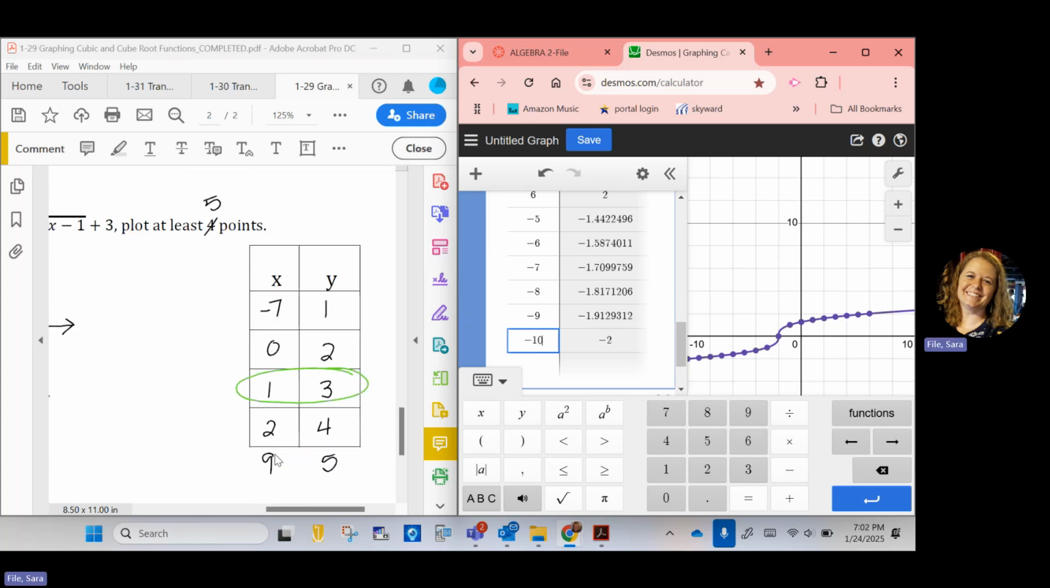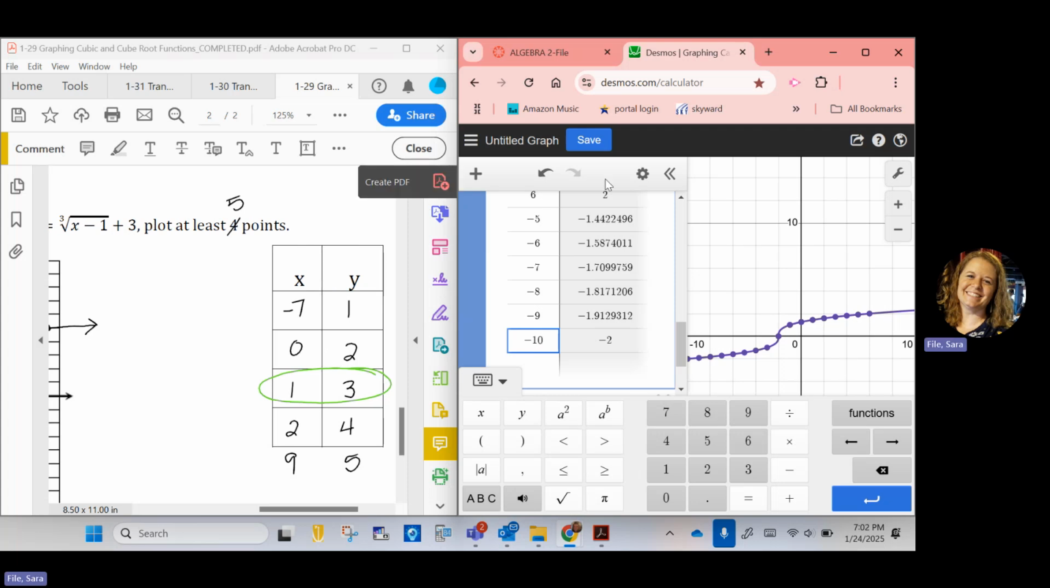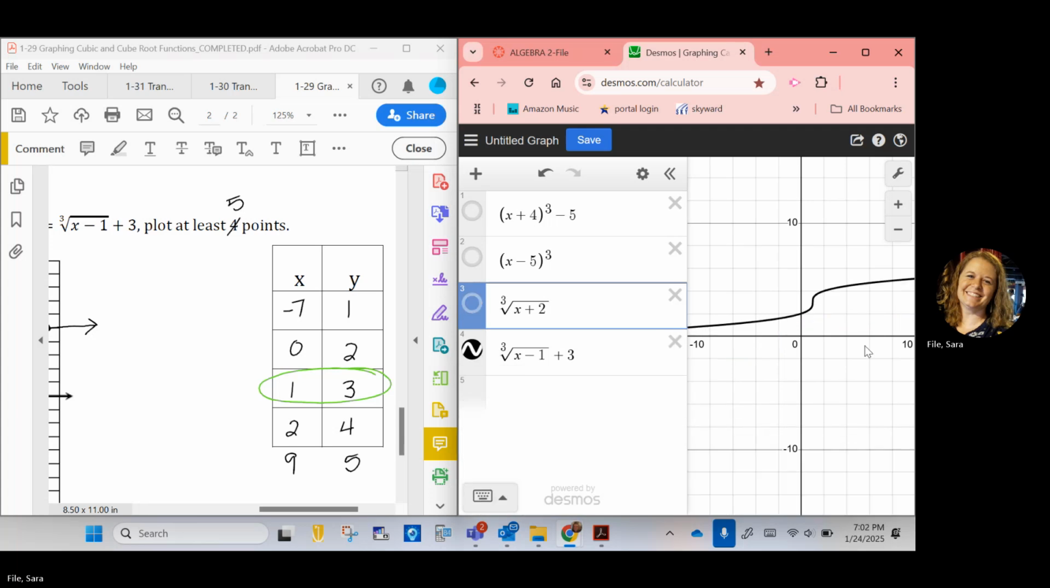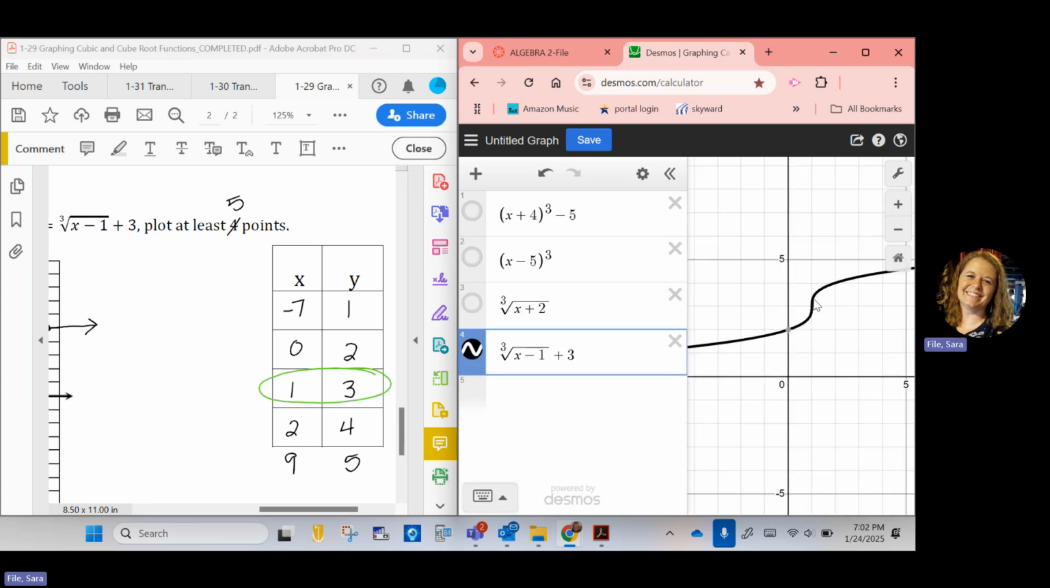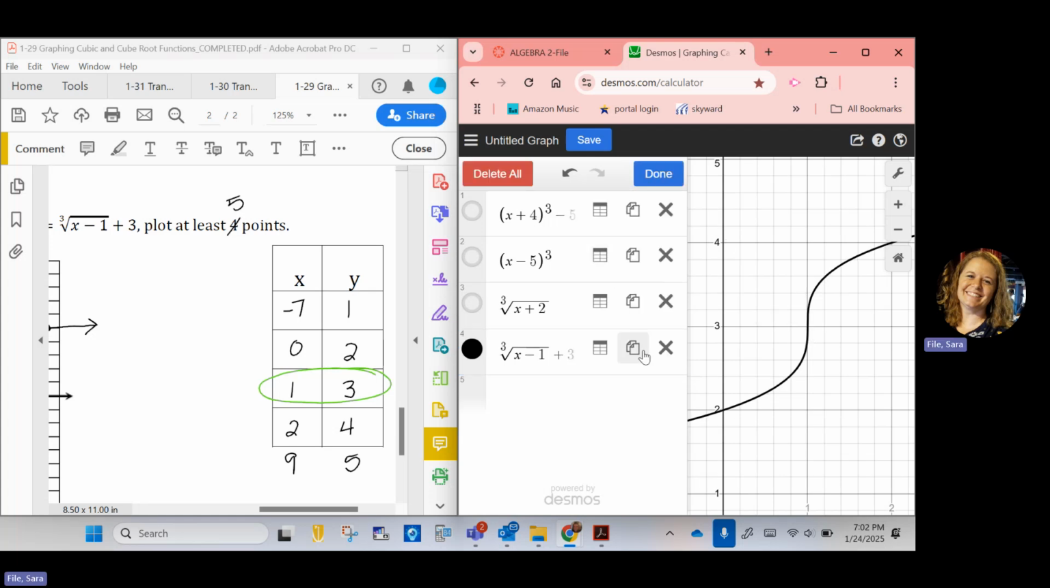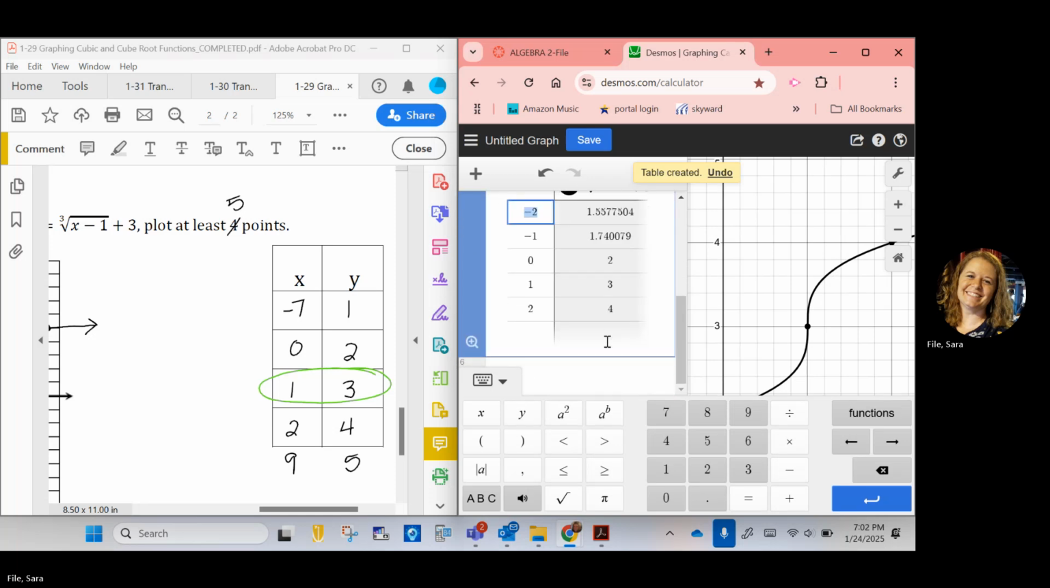And then I did the same thing for this last one. Here's what came out to be my point of inflection. I can zoom in here to see that better. It is at (1, 3). So then you can just get yourself a little table. The x at 1 was the middle. So immediately left and right of 1, I've got integers, but you can see then it's decimals again.